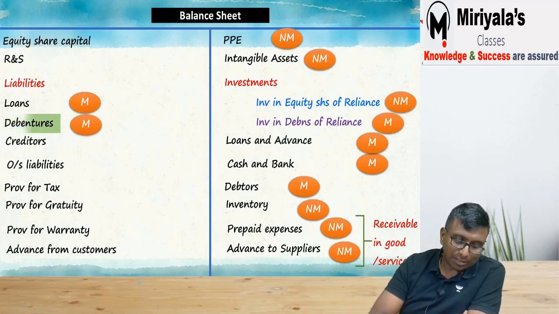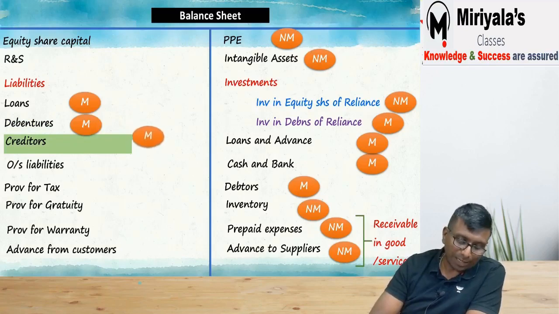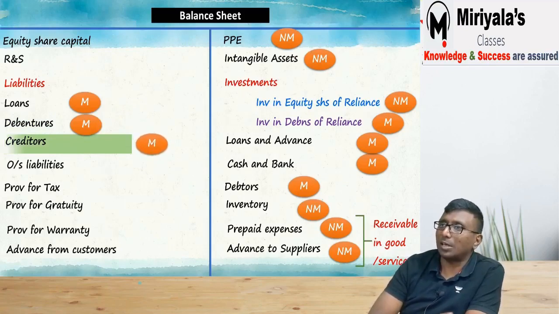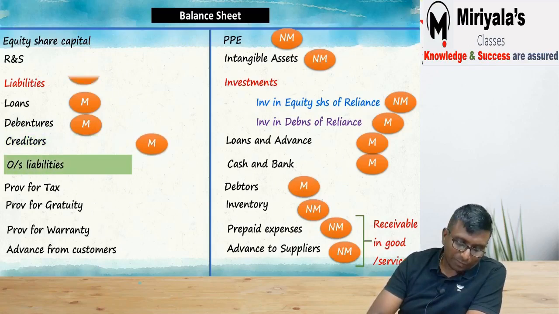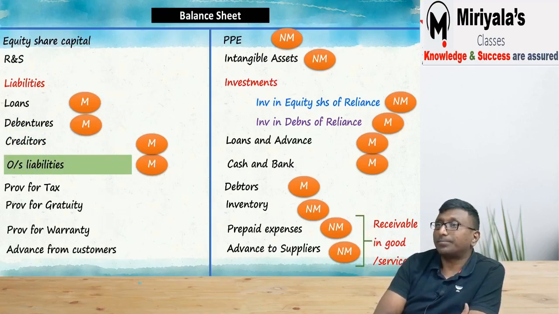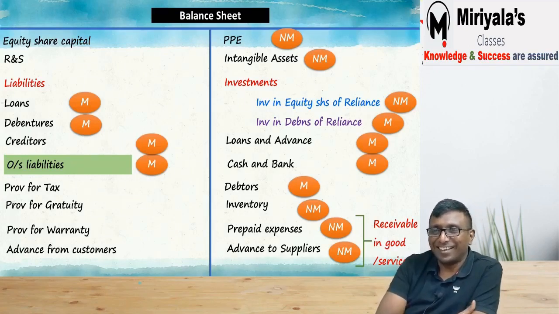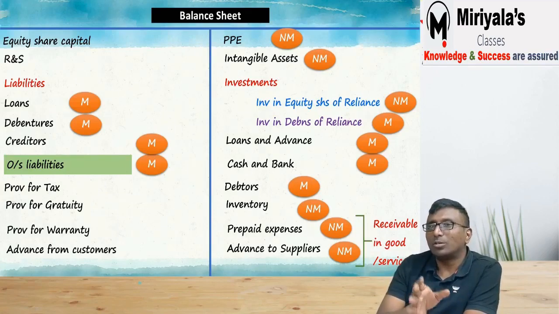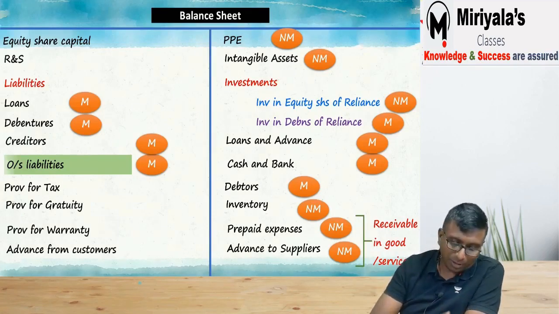Correct? Plain debenture, without doubt monetary. Creditors. What about creditors, my dear? Monetary only, right? Obviously. Outstanding liability means rent payable, salary payable, like that. Monetary, obviously. Provision for tax. Non-monetary? You will give goods to the government, the department? What will you give? You will give cash only. We don't know exactly how much, correct, but what you give at the end of the day is measurable, though not known to you. Fine, it doesn't matter. It is 100% monetary. No doubt.